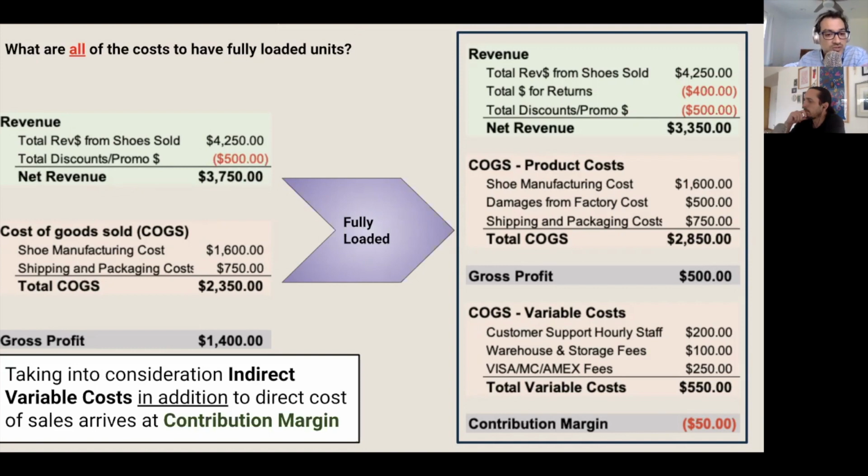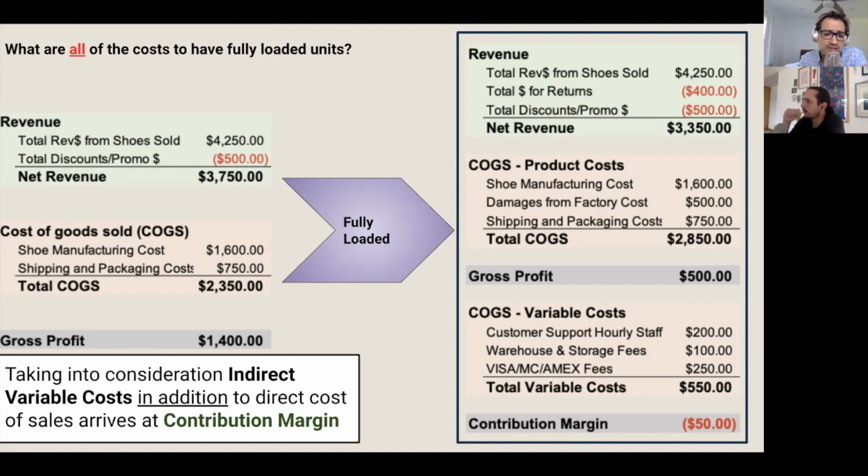But again, customer support, this is a cost that is not directly associated with every sale, but it is a cost that will go up as your volume goes up. It just doesn't go up linearly, and it will generally go up as a step function, right?